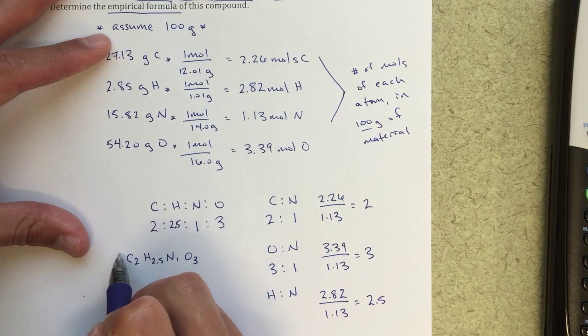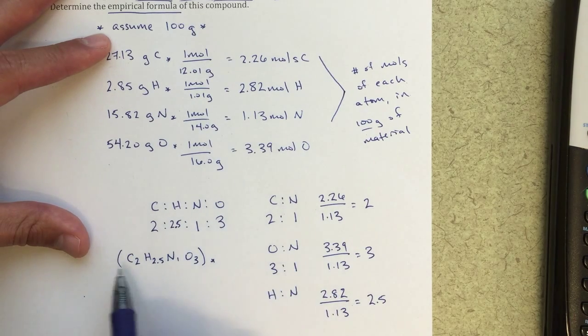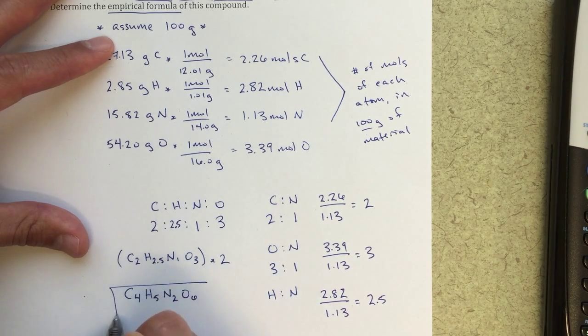It's not allowed. So I need to figure out what I need to multiply this entire thing by in order to get whole numbers for all of these. So I can see that that's going to be a 2. If I multiply 2.5 by 2, I will get to a whole number. So if I multiply all of this by 2, my final answer is going to be C4H5N2O6. That's what I'm looking for.